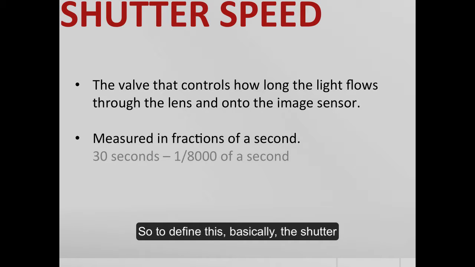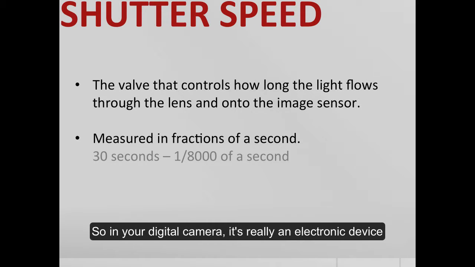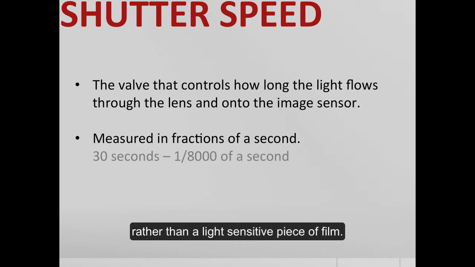So to define this, basically the shutter is a mechanism that precisely controls how long light passing through the lens is exposed to the sensor. In your digital camera, it's really an electronic device rather than a light sensitive piece of film. There is likely no mechanical shutter to control that light flow in a digital camera. So a shutter really is a valve. It's that valve that controls how long light flows through the lens and onto the image sensor.